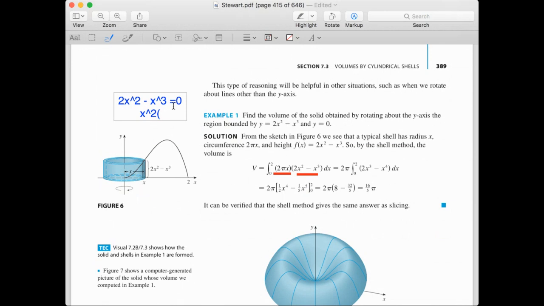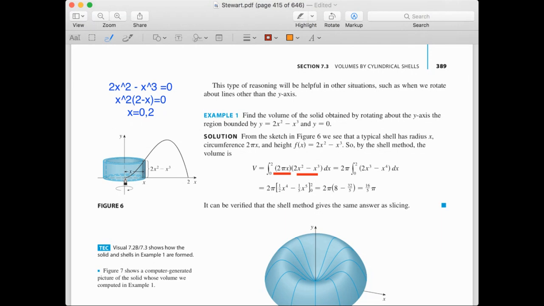So 2x squared minus x cubed. We'll factor out x squared. So we have 2 minus x equals 0, right? That gives us x equals 0 and x equals 2. We find the intersection of those two functions.